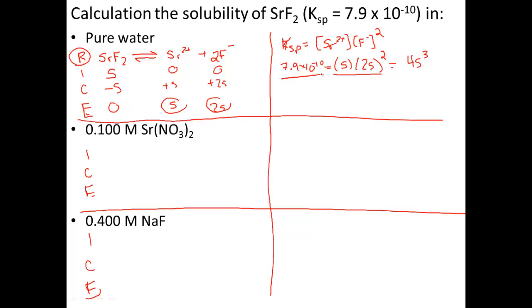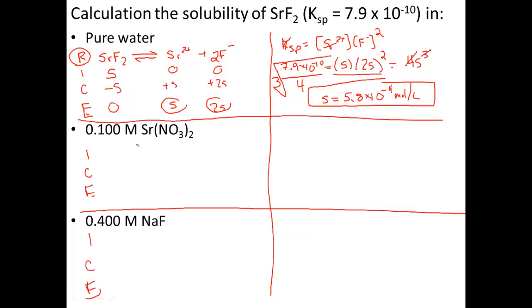Okay, so solve for S here. We need to divide this by 4, which gets rid of the 4. And then we're going to take the cube root of that, and that gets rid of the cube. And when we do this, S ends up being equal to 5.8 times 10 to the negative 4th moles per liter. Solubility is always in moles per liter. So that's how soluble this substance is.